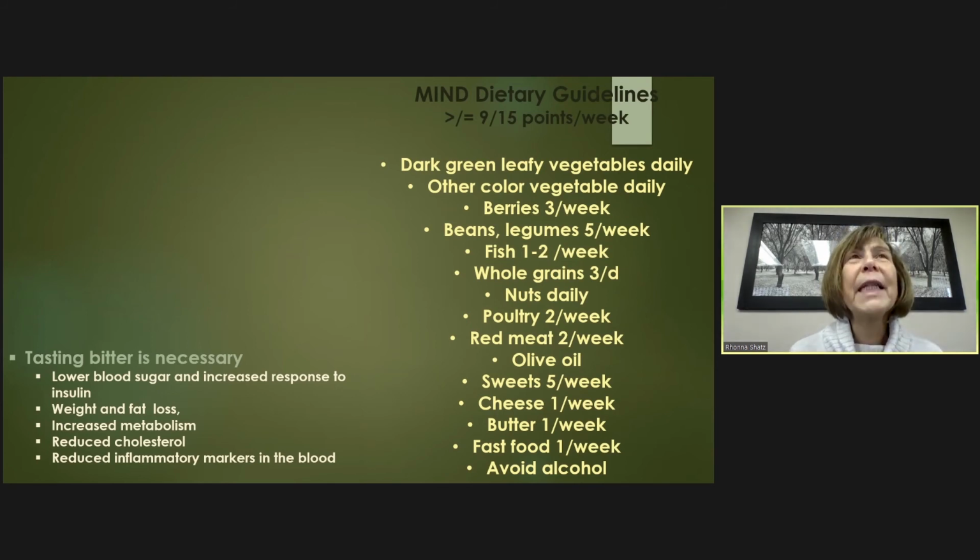And right from the moment that we taste these vegetables, we begin a process that helps lower blood sugar and increase our response to insulin. It activates processes that help us absorb less fat, increase our metabolism, reduce our cholesterol, and more importantly for all of us in terms of cancer-related cognitive impairment, it reduces the inflammatory markers in the blood. One way to think about managing this diet is every day to have a salad with a dark green leafy vegetable, another color vegetable, berries on it, a bean like chickpeas or cannellini beans, a handful of nuts, and an olive oil dressing. If you just have that every day, then you've already got 6 out of the 9 points that you need for the week.